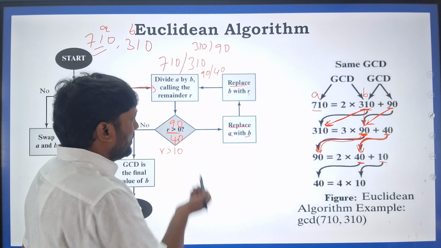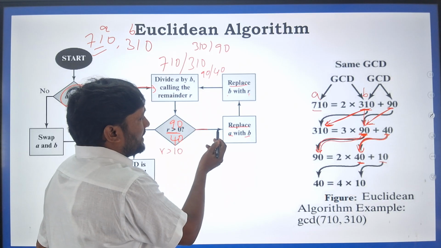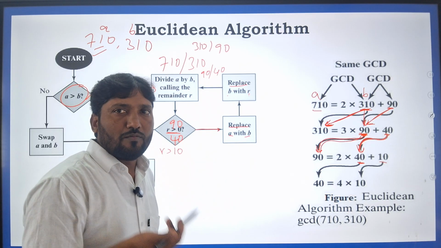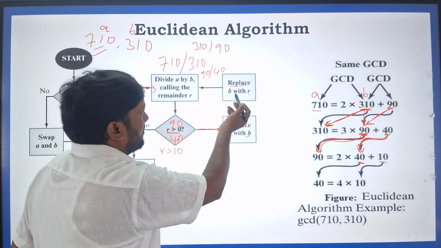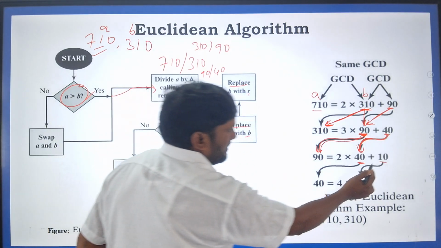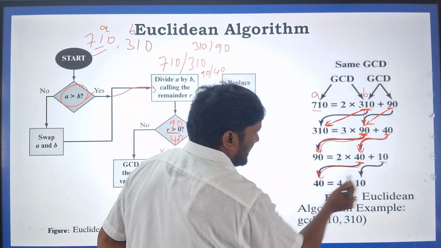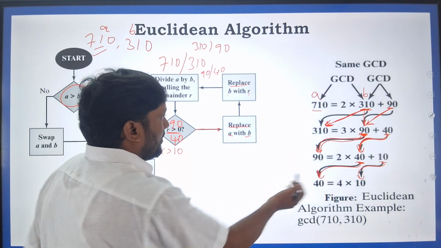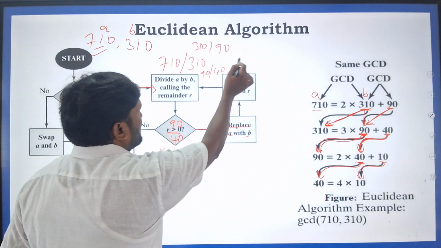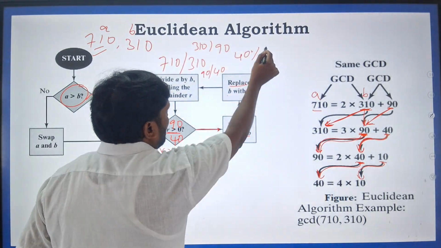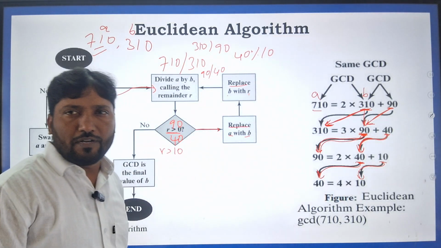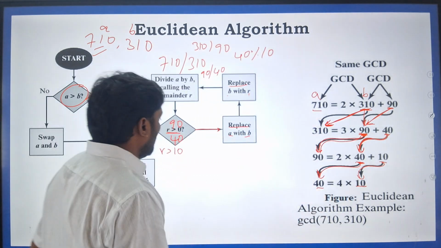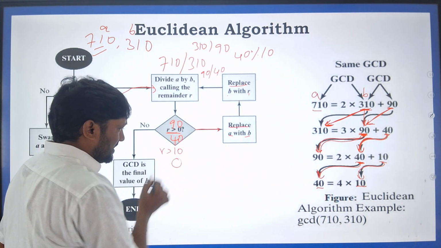Then what we have to do? If the condition is true, then we again replace a with b and replace b with r. That is, now 40 becomes a, and the remainder 10 becomes b. Now what is the value here? That is 40 divided by 10. 10 fours are 40. Now finally we will get 0.